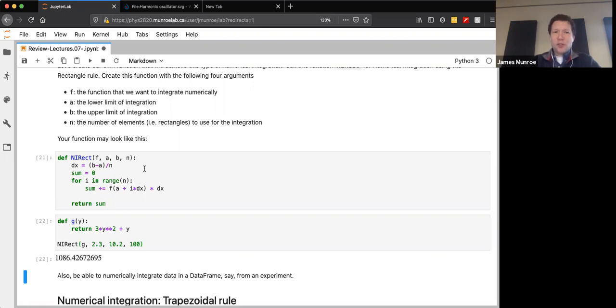So derivatives, do it two ways. Derivatives of a function or derivatives of a data table. Integrals are the same way. Integrals of a function or integrals of a data table. Be able to do both.